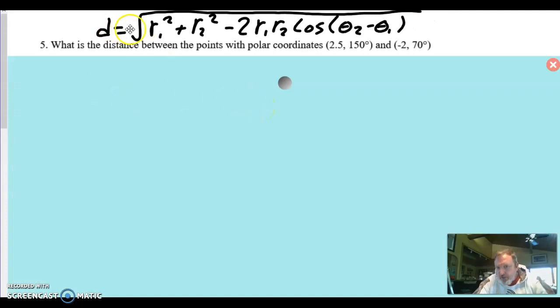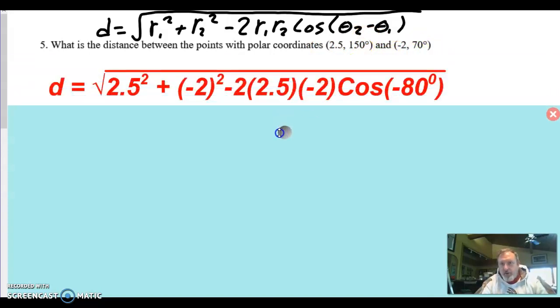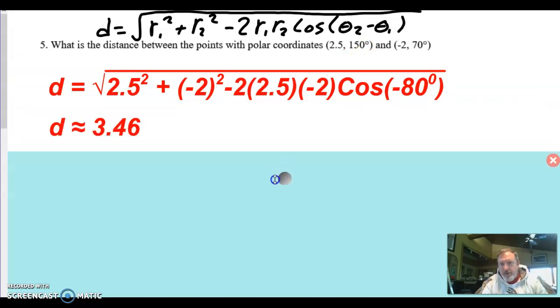Alright, page 2. Here's your distance formula for polar coordinates. So if you don't have that, write it down. Make sure you have access to that. r1 and r2, that's going to be your r coordinates here. And then theta 2 and theta 1. So theta 2 is 70, theta 1 is 150. Plug those in accordingly. And we'll simplify here, roughly 3.46.